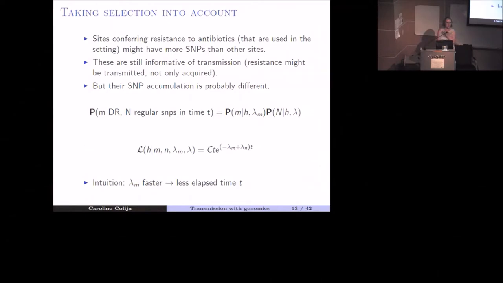However, in TB, because there's relatively low diversity overall, and for other reasons, and because resistance can be transmitted, even these SNPs that are associated with resistance can still be informative of transmission. So we don't want to just forget about them and delete them, because they actually do carry information about transmission. So we can write down the probability that there are M resistant SNPs and N regular SNPs in a time T, assuming they're accrued independently given the total time, and we can use that in our model. The intuition is basically that if you model a faster rate for your resistant SNPs, then each of those resistant SNPs adds less divergence time because they happen at a faster rate, so it takes less time for them to happen.